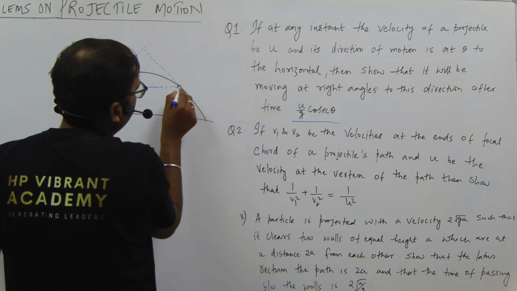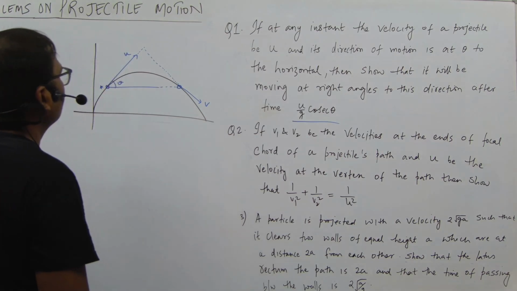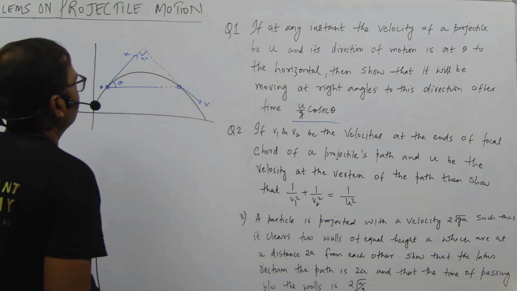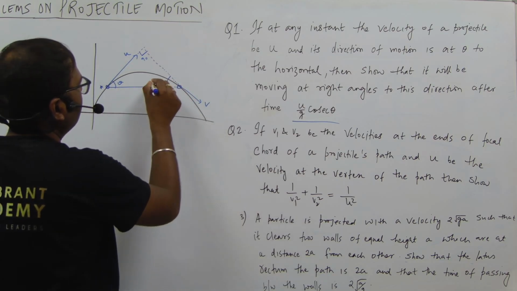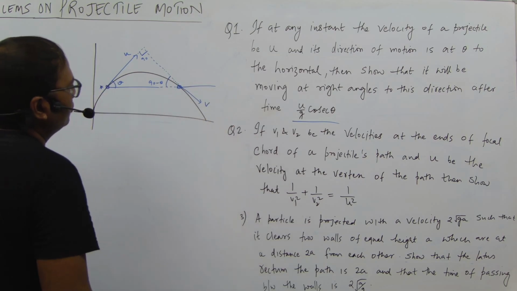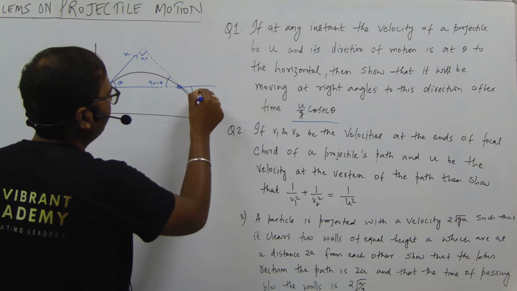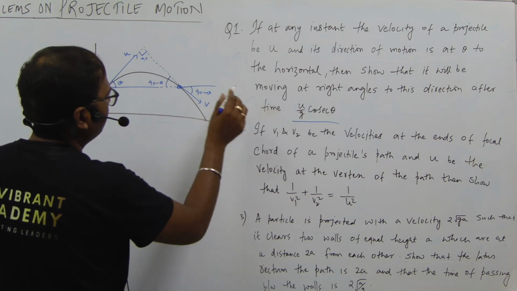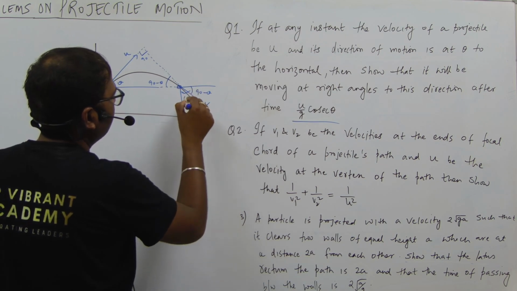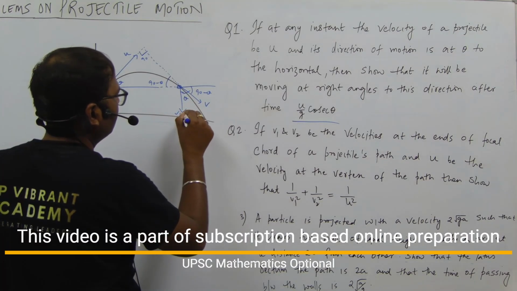At this particular point we have velocity v. This is obviously at right angle to the initial direction. This angle is theta, so this angle will be 90 minus theta. So this velocity v is inclined at an angle of 90 minus theta to the horizontal direction. Since it is 90 minus theta, this angle will be theta. So along the vertical direction we have v cos theta.